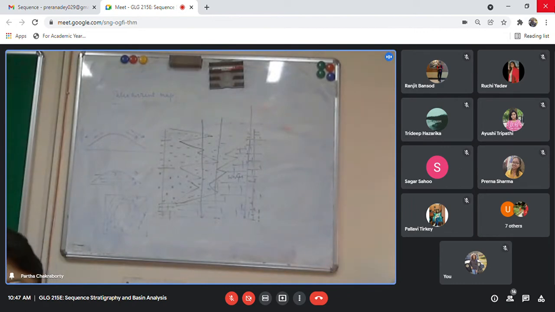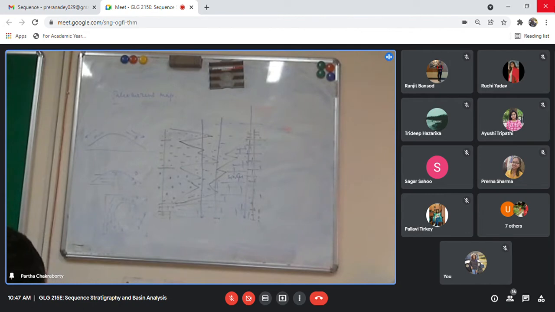Let me first tell you a statistic. Sequence stratigraphy was introduced by the Exxon Group in 1988. The first paper, a professional paper from the Exxon Mobil group, was by Van Wagoner, Posamentier, Walker, all these people. They jointly wrote the first professional paper on the concept of sequence stratigraphy, which totally changed the subject.